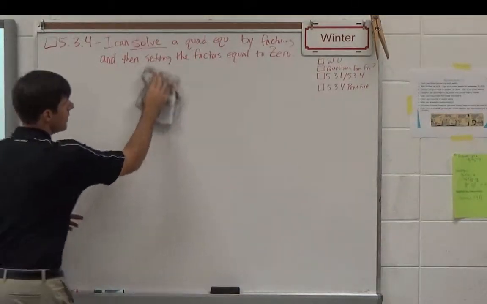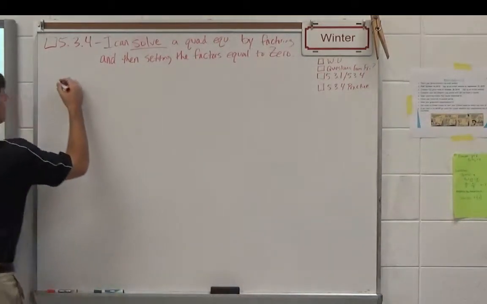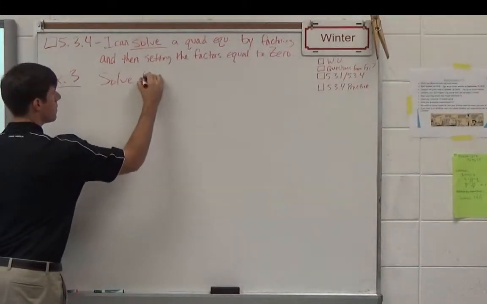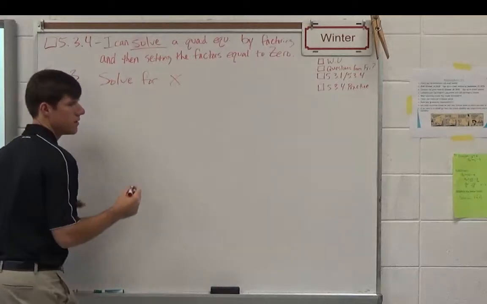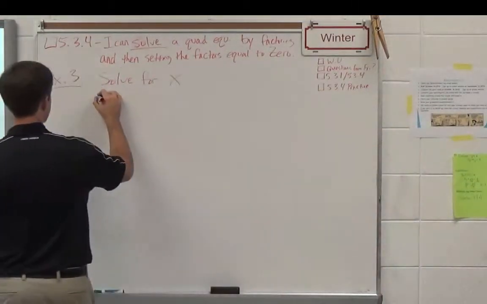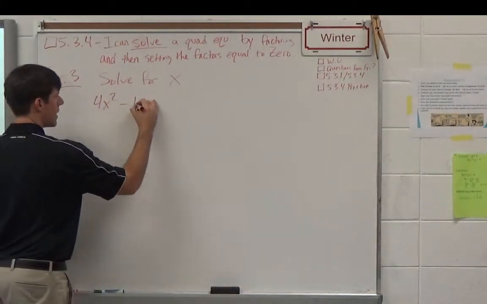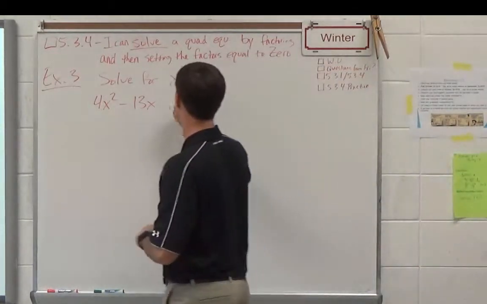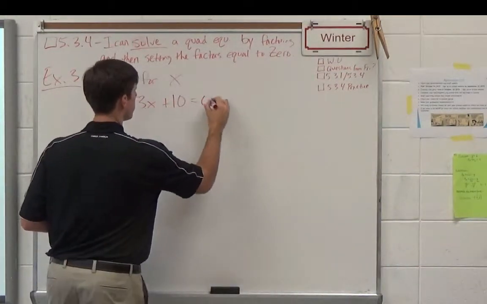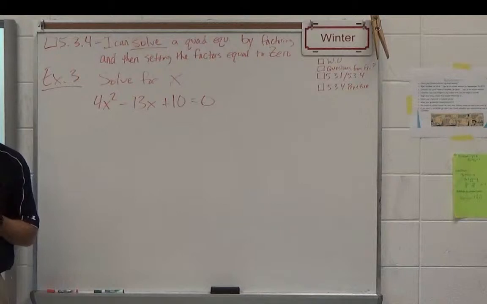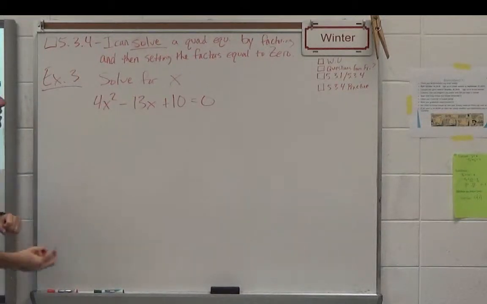All right. So now, example 3. Solve for x. We're going to see 4x squared minus 13x plus 10 equals 0. Now, notice in this one, a is greater than 1. It's a 4, actually. So we have to factor this first.